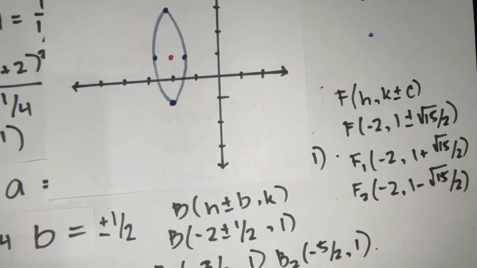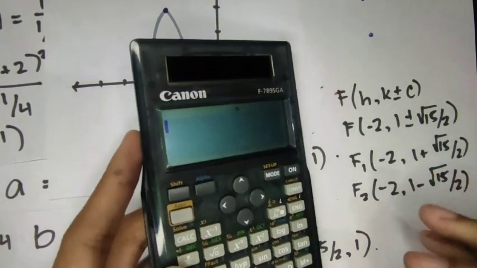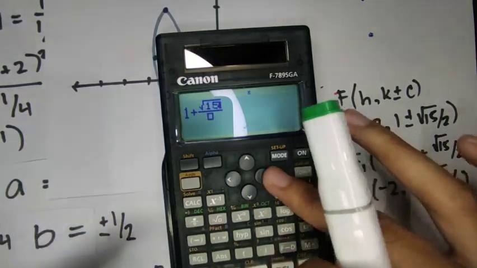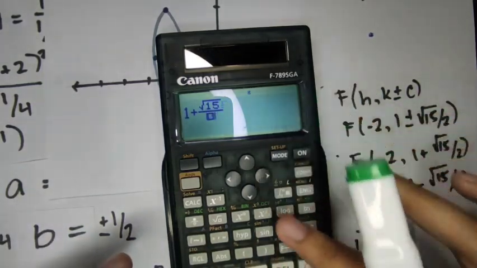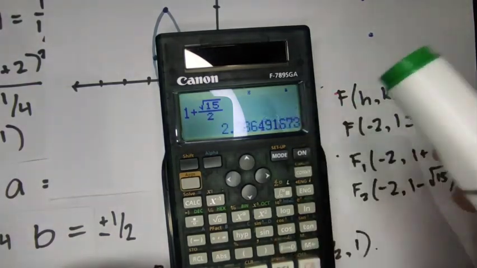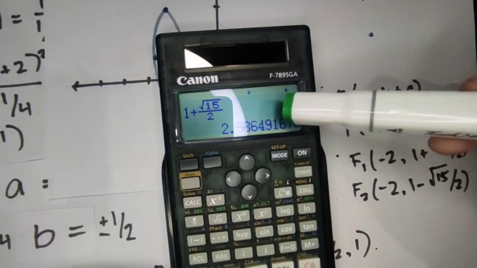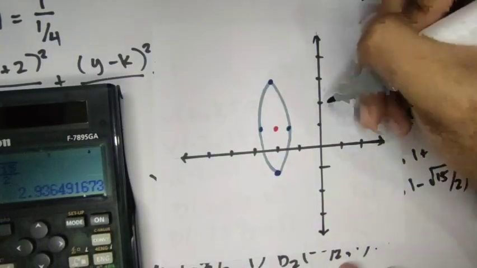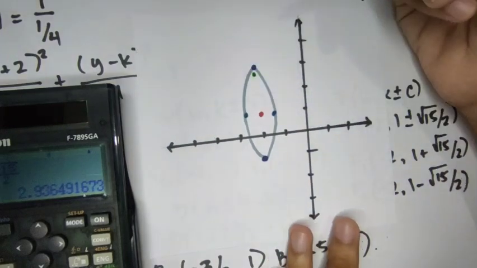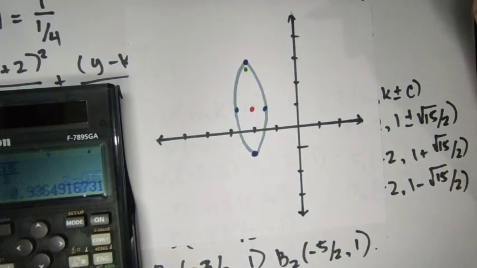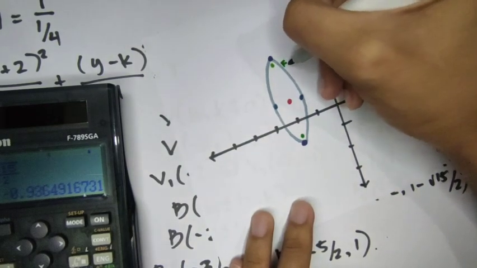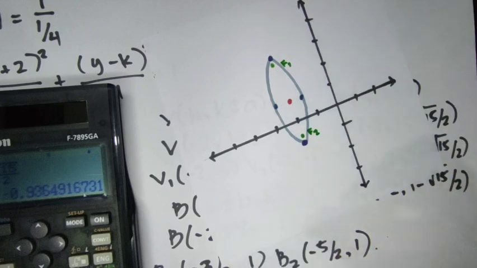For the foci, we will just plot these 2 points. I'll just input that on my calculator, and just watch me. Just speed this up a little bit. And now we have our foci, here and here.